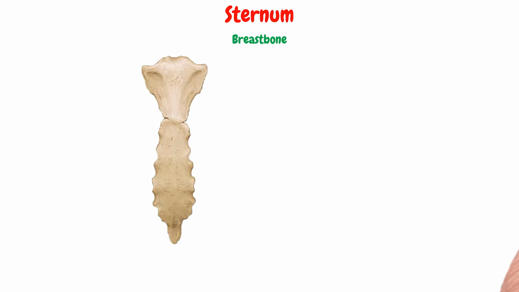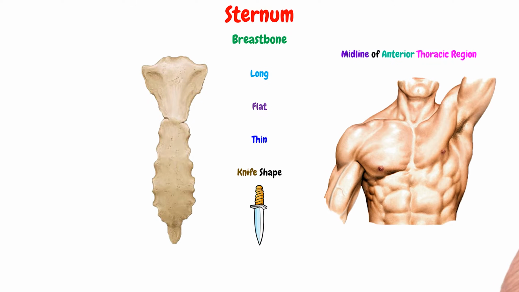Firstly, we have the sternum bone, or sometimes we call it the breastbone. This bone is characterized from the other bones by being long, flat, thin, and knife-shaped. It is found in the midline of the thoracic region anteriorly. It is also composed of three parts: the manubrium, the body of the sternum, and the xiphoid process, which is the lower part of this bone.